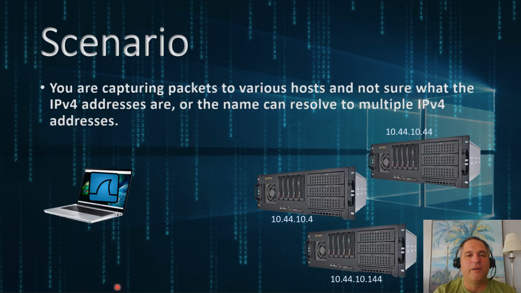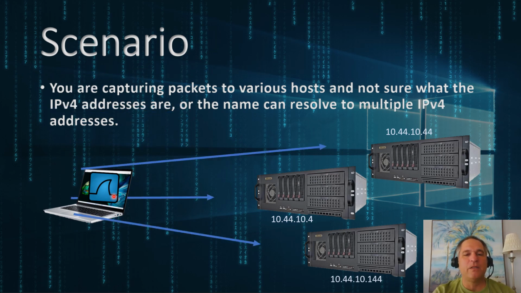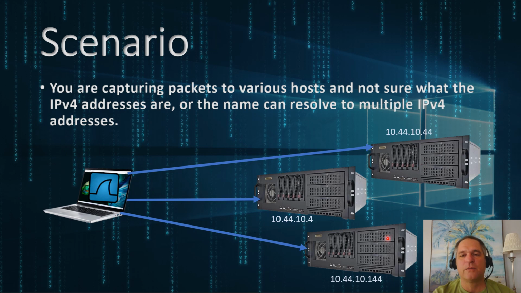So here's a scenario. We've got me over here. I'm trying to capture some stuff. And basically, we've got all these hosts, servers, whatever you want to call them. And they've all got different IP addresses, but they're all on the same subnet. That's kind of key here. So we'd like to capture packets from various IPs from, obviously, my machine. So how do we do that? Let's take a look.